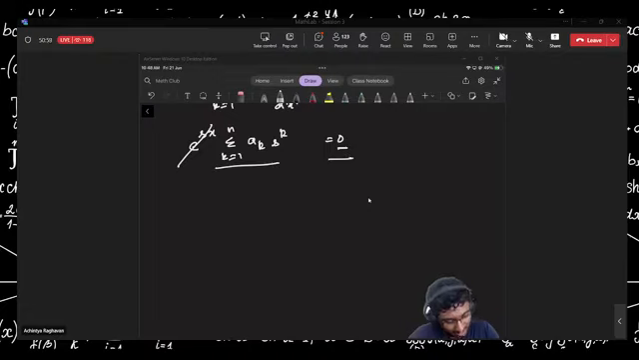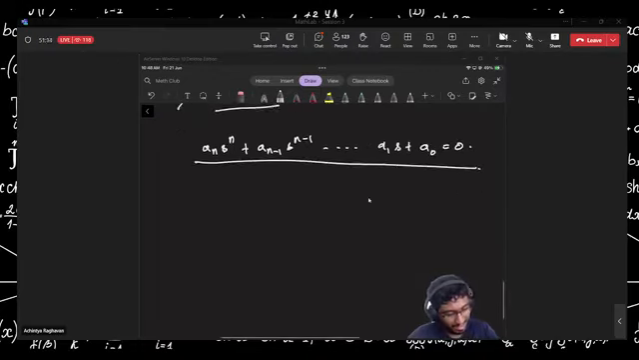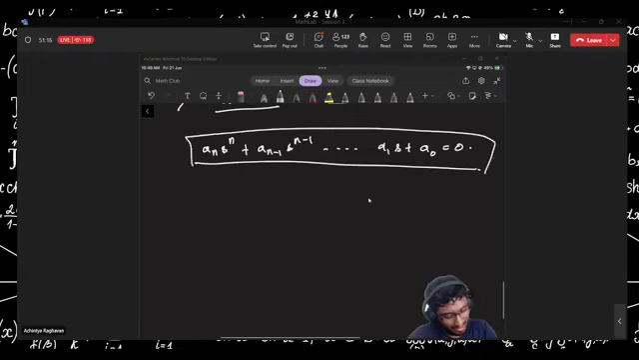If you write this out, this is a_n s power n plus a_(n-1) s power n minus 1, up till a_1 s plus a_0 is equal to 0. Now notice this is just a polynomial. And I don't know if you guys know this, but a polynomial of degree n always has n roots.